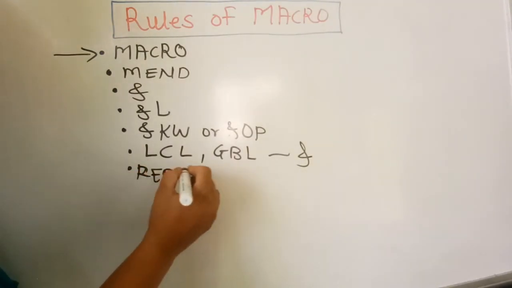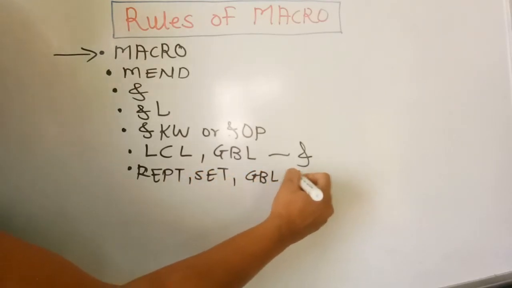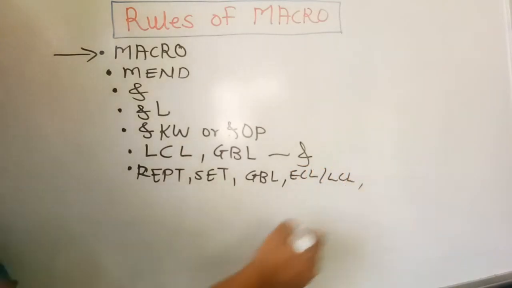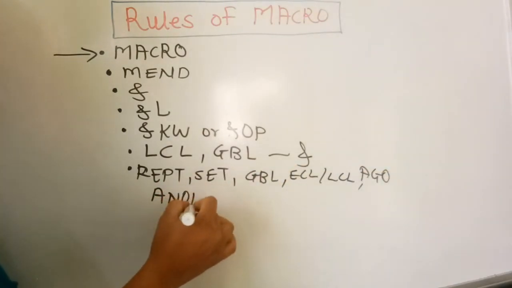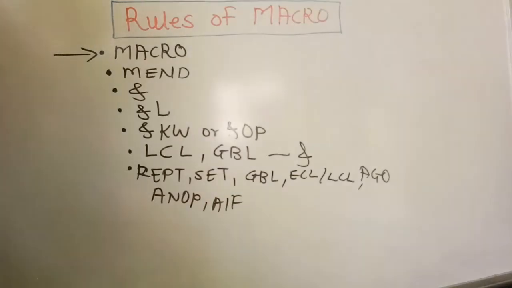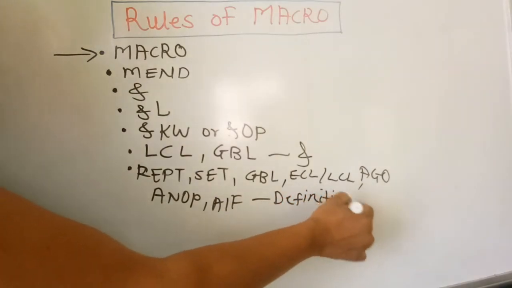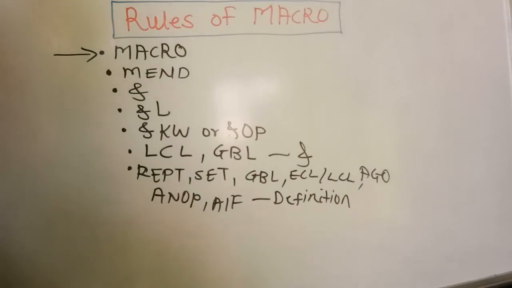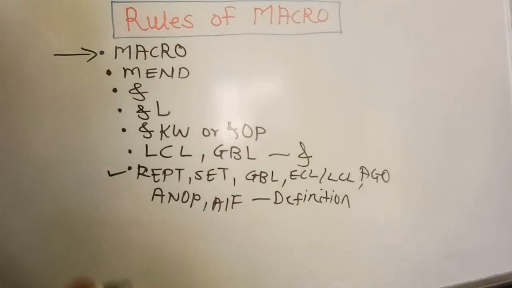Next, repeat, then SET, then GBL. You can write LCL for the local parameters, then AGO and AIF. These statements are only used within the macro definition. Means what is their place? Their place is in the macro definition only. While calling a macro, there is no place for these keywords or procedures.